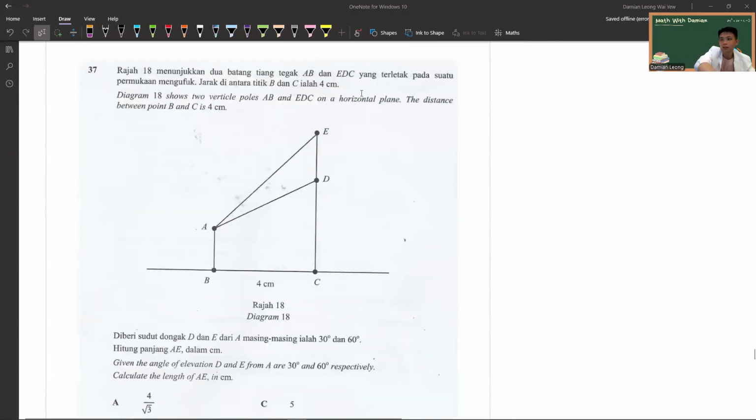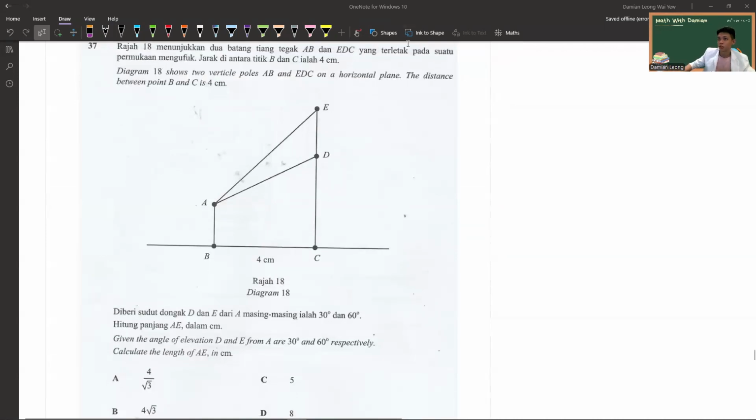Then question 37. So here we have angle of elevation of D and E from A. So angle of elevation and depression, make sure you always compare only with the horizontal lines. So basically this is 30, here is 60 degrees. So I want to find the length of AE in cm.